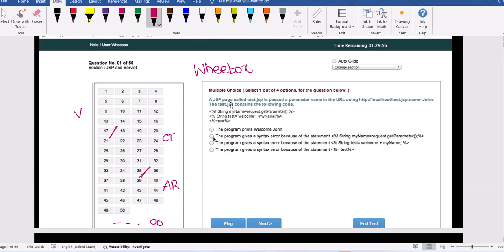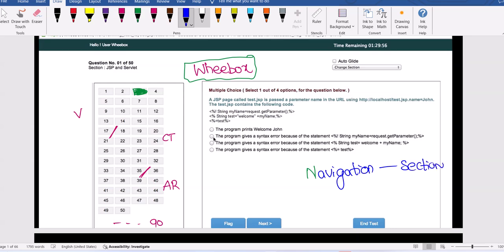On the left side of Wheebox you will get options, and when you click one it turns green. This is how the Wheebox platform looks. On the day of the mock exam, how can you know which platform it is? This is it. Navigation is allowed, which is important. You can change sections and start any question.